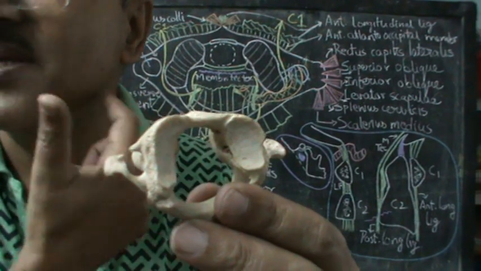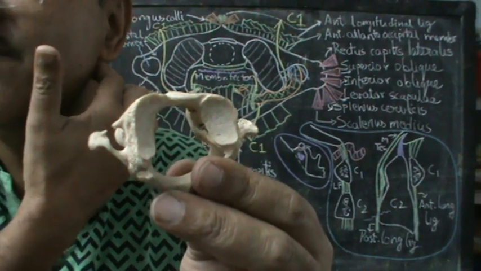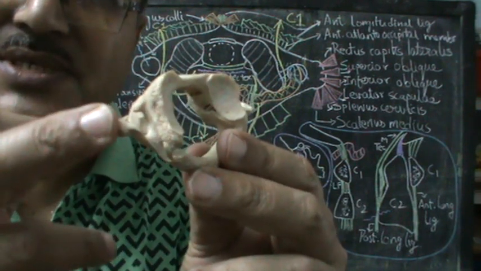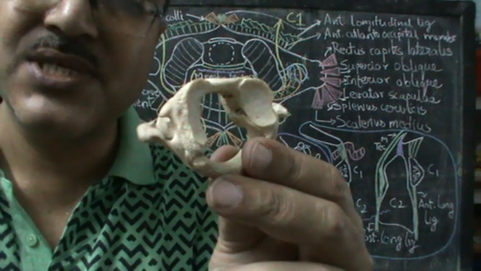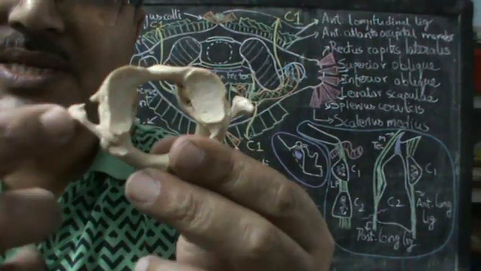I can't feel it myself, but I suppose in a very lean and thin individual you might be able to feel the tip of the transverse process. The tip of the transverse process of the atlas is also one of the so-called surface marking points for the accessory nerve. Anyway, let's come back to this.